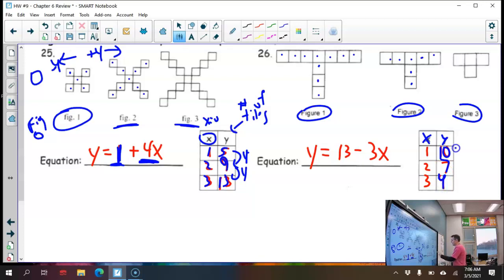And first I figured out how much the y is going up each time. Well, it's going up by negative. It's actually going down 3, right? So that is why I have a negative 3 here, because it's going down 3. And I need to figure out what y would be if x were 0. So I work my way backwards. And if I work my way backwards, I would need to increase the y's by 3. And 13 would be my beginning amount.